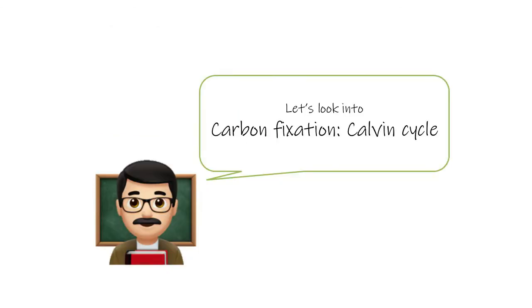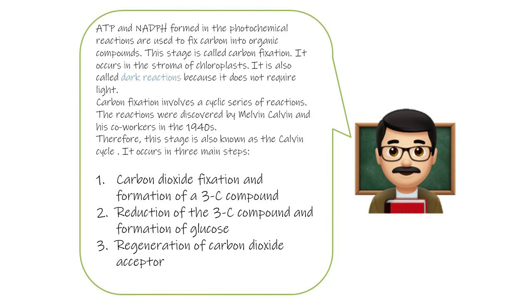Now, let's talk about the next stage of photosynthesis, carbon fixation and the Kelvin cycle. ATP and NADPH formed in the photochemical reactions are used to fix carbon into organic compounds. This stage is called carbon fixation. It occurs in the stroma of chloroplasts. It is also called dark reactions because it does not require light.